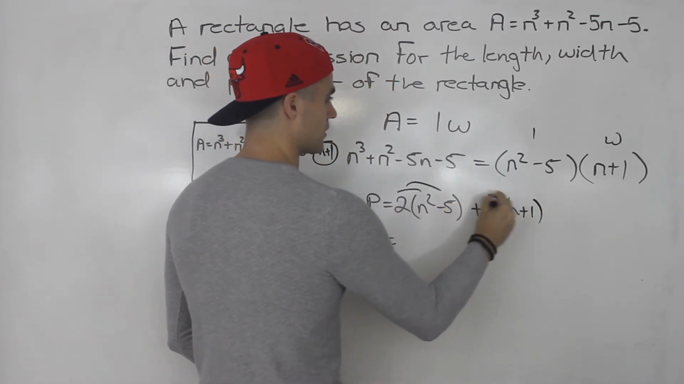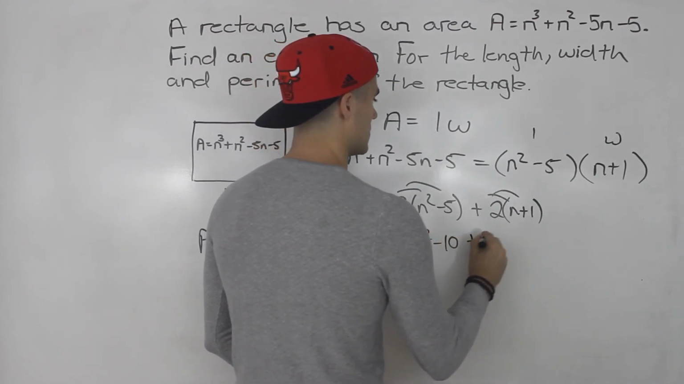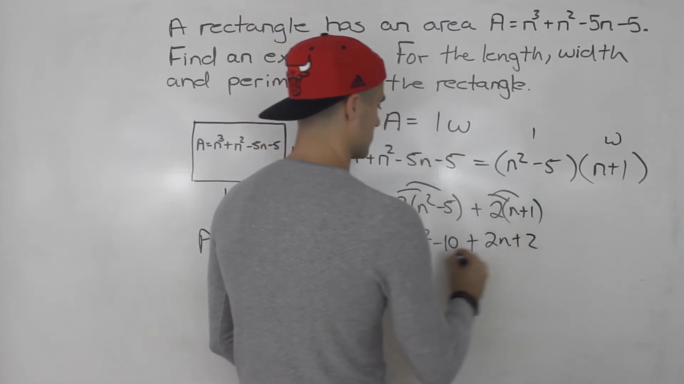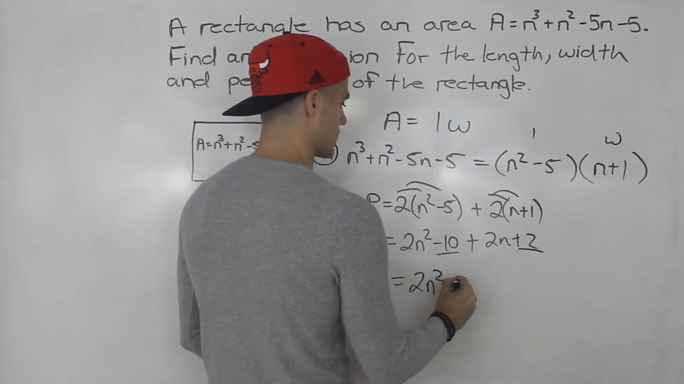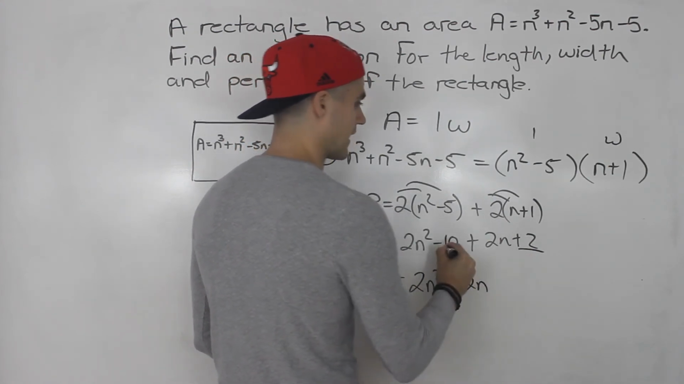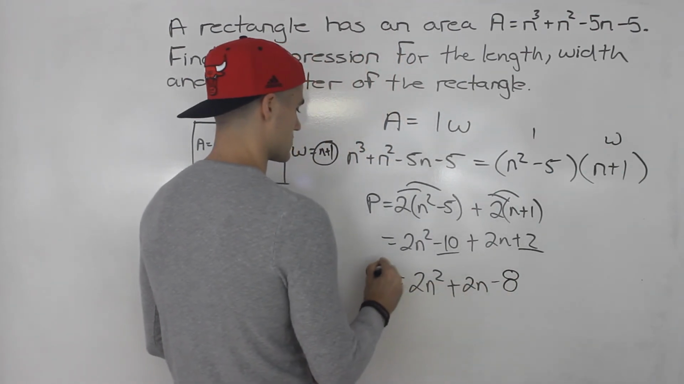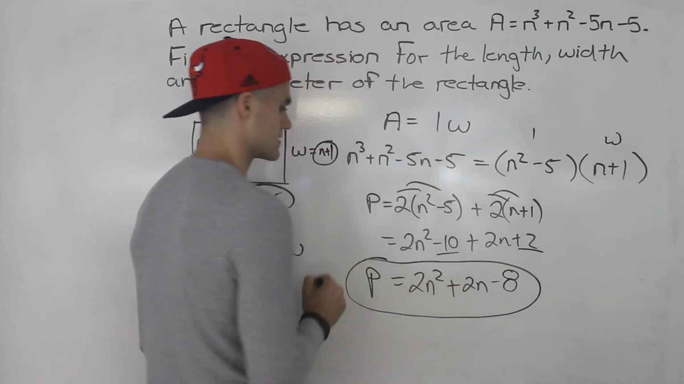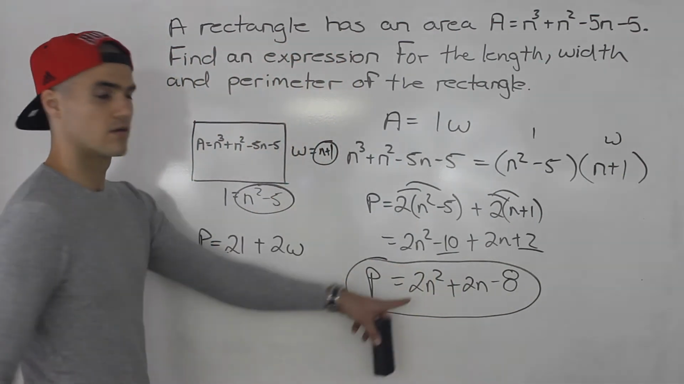So distributing the 2 inside the brackets, we'll have 2n squared minus 10 plus 2n plus 2. Notice these two are like terms here: 2n squared plus 2n. Negative 10 plus 2 gives us negative 8. So that there is the expression for the perimeter. So length, width, perimeter.